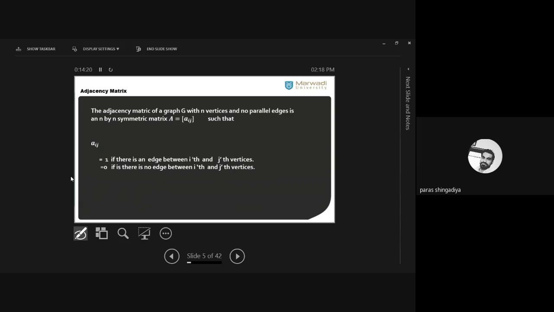So what is the meaning of a symmetric matrix? A is equal to A dash, meaning A is equal to A transpose. Transpose means you have to interchange the rows and columns, and that answer is equal to A. That is known as a symmetric matrix. You just take the transpose of A, and it is the same as the original matrix A. So the resultant matrix of the graph will be the symmetric matrix A.